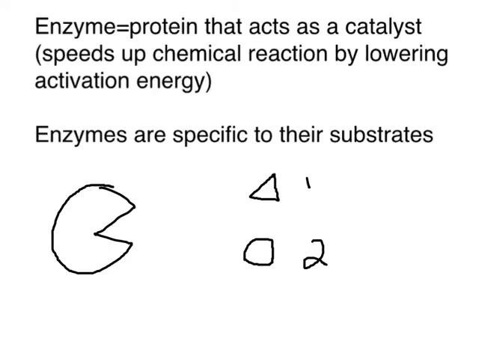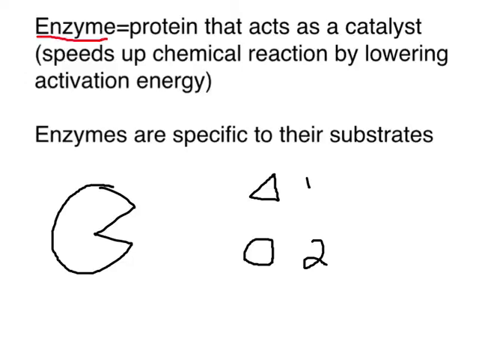Hey guys, today we're going to just do a quick review of enzymes. So I wanted to quickly define enzymes for you. An enzyme is a protein, usually, that acts as a catalyst. To be a catalyst means that you speed up chemical reactions, and you do that by lowering the activation energy. Activation energy is what you usually have to do to get a reaction to happen.